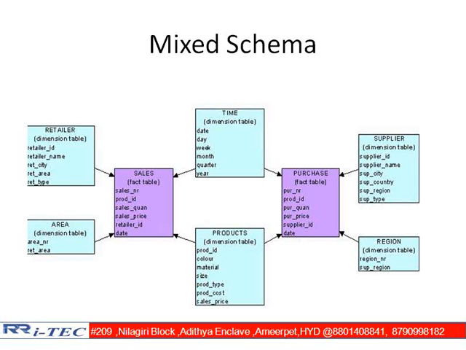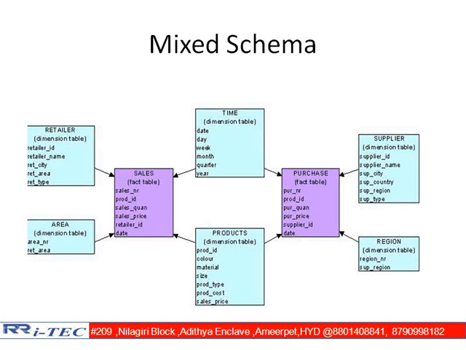What do you mean by conformed dimension? A dimension table shared by two or more fact tables is called a conformed dimension. Now, as this time table is shared by this table as well as this table, it is called a conformed dimension. Similarly, products is also shared by this one and this one, so this is also a conformed dimension. To form the mixed schema, we require conformed dimensions. Without conformed dimensions, there is no mixed schema.